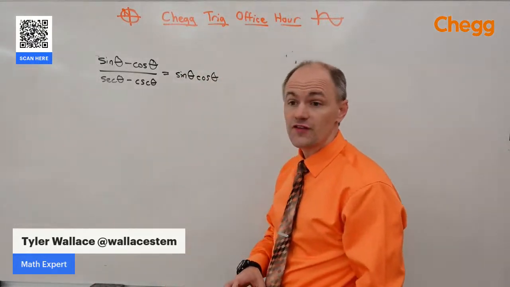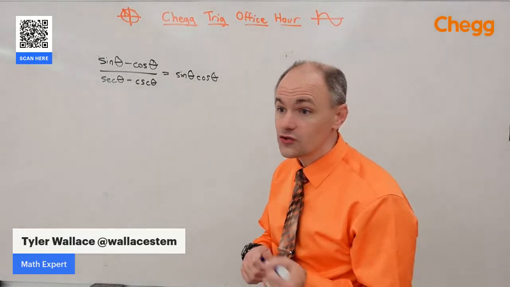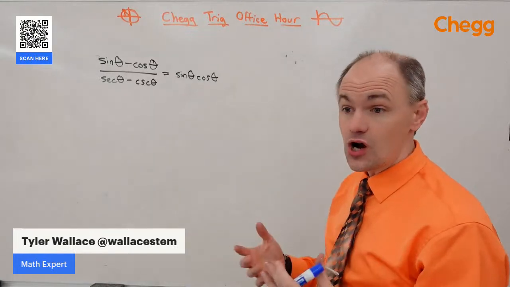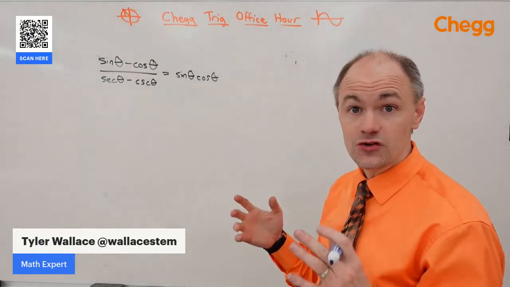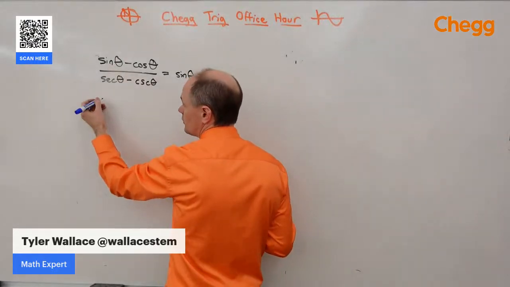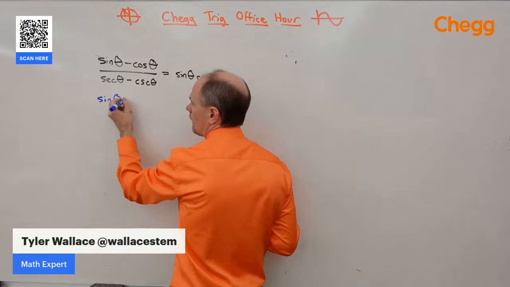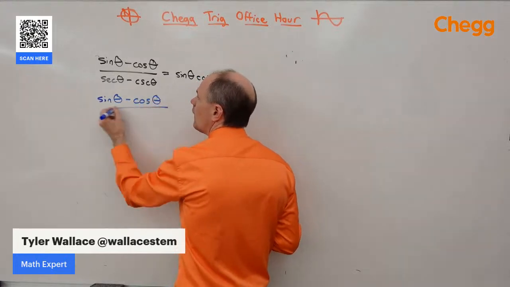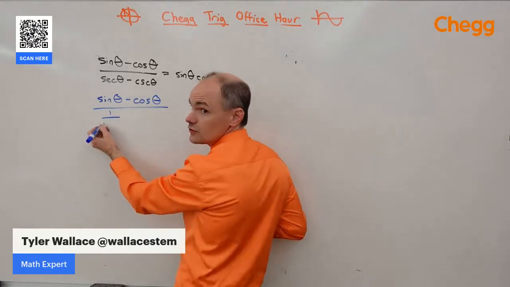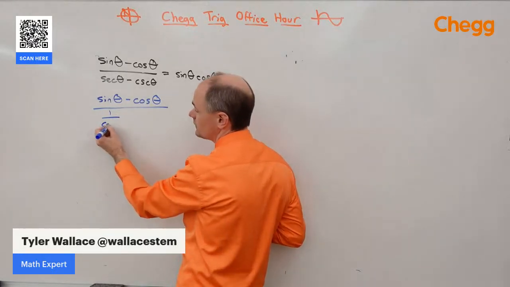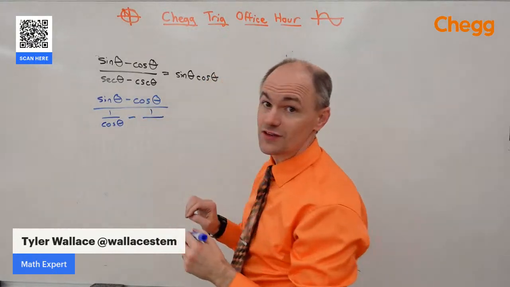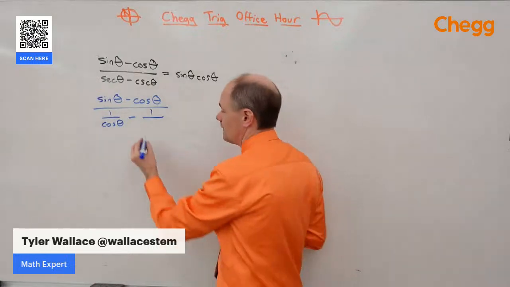Again, with a proof, if you are not sure what direction to go with the problem, I would suggest you start by just changing everything into sines and cosines. So let's do that. We've already got sine minus cosine. Secant is 1 over the, who's it the reciprocal of? It's the reciprocal of cosine. Minus cosecant. Who's cosecant the reciprocal of? Sine.